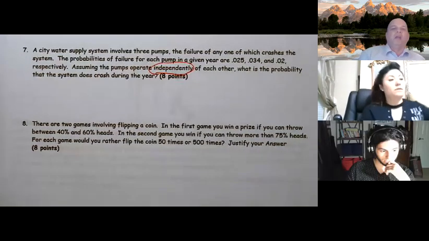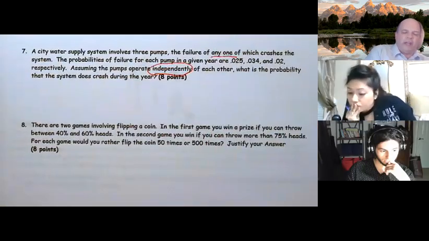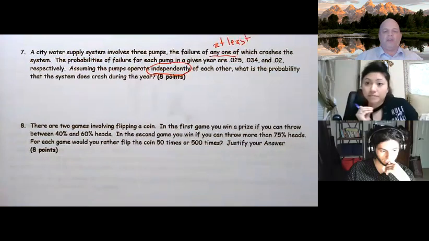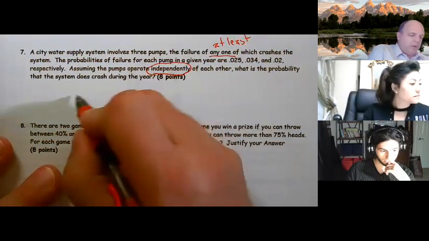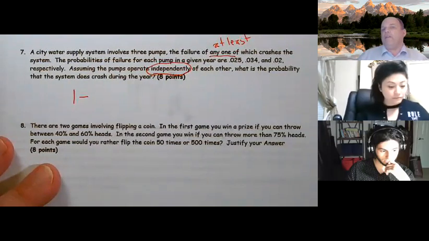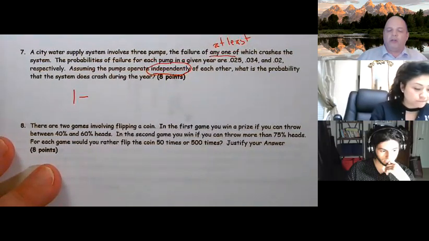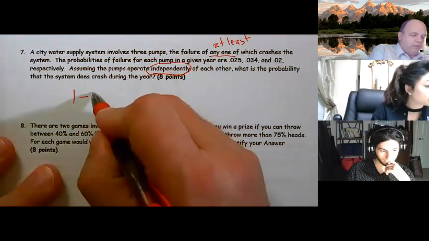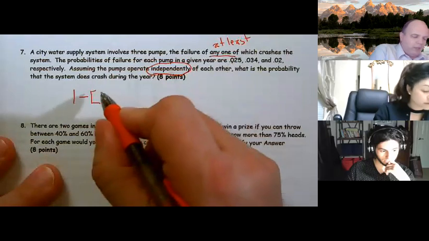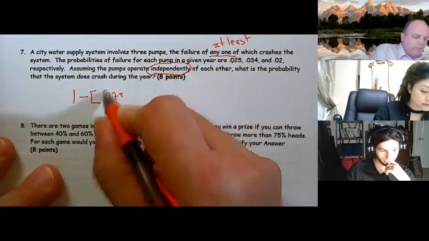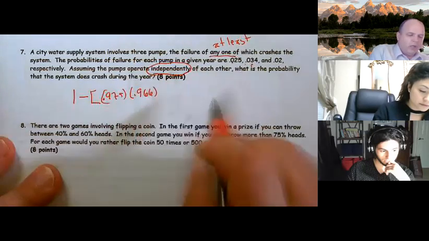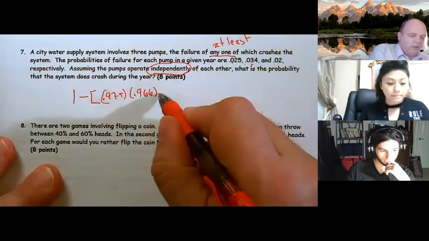All right, so any one is another phrase for at least, in which case I'm looking at the opposite. So I'm looking at a 1 minus case, and they're asking for failure. Whenever they have an at least situation, I'm doing the opposite. The opposite of failure is not breaking, so I need to work with a not breaking scenario. The probability this pump doesn't break is 1 minus that, so that's 0.975. The probability this one doesn't break is 0.966. And the probability this one doesn't break is 0.98.